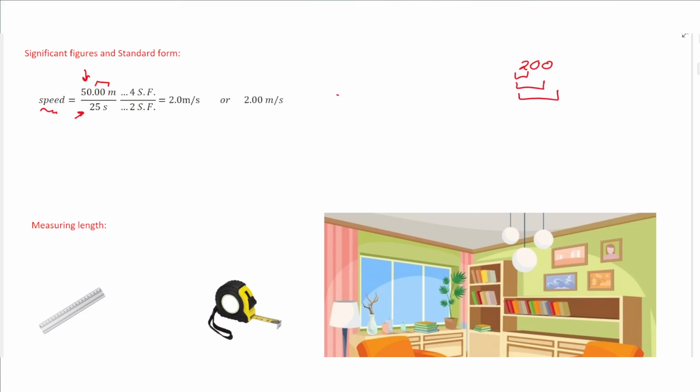Okay, to write the answer, 50 divided by 25 is 2. But we use the minimum number of significant figures. So we can write it as 2.0. We cannot write 2 alone, since it's 1 significant figure and the minimum number is 2 significant figures. We can also write 2.00, which is 3. We are allowed 1 more significant figure than the minimum number. So 2 significant figures or 3 significant figures.